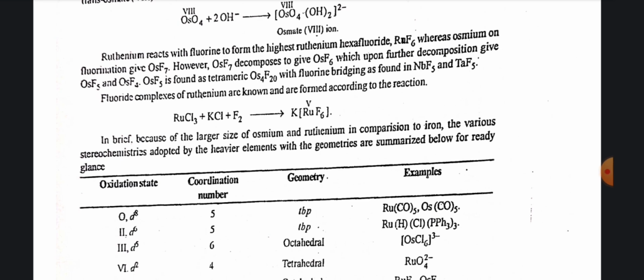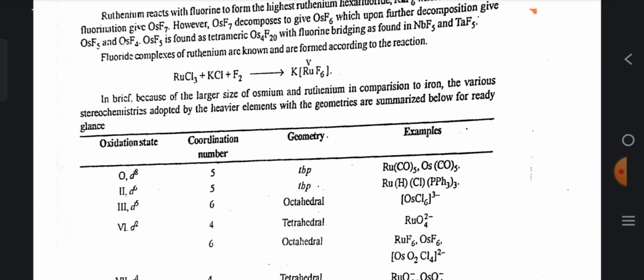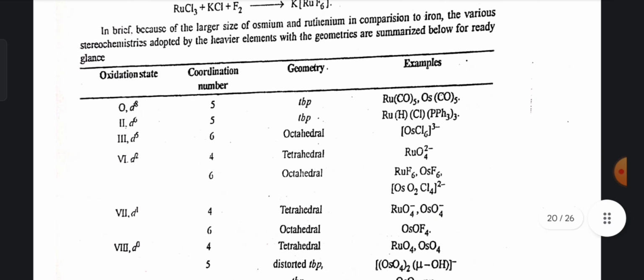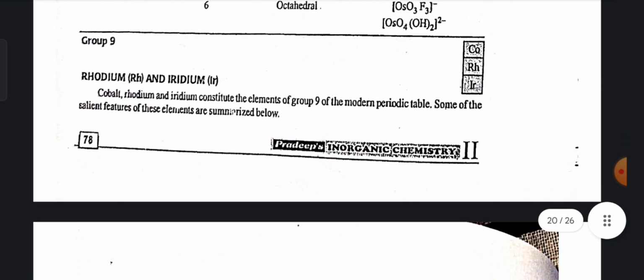In brief, because of the larger size of osmium and ruthenium in comparison to iron, the various stereochemistries adopted by the heavier elements with geometries are summarized below for ready glance.